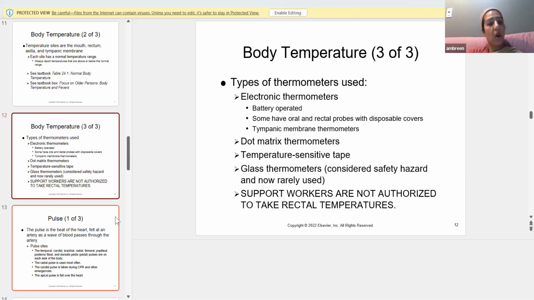Support workers are not authorized to take rectal temperatures. I told you, you guys will never do rectal temperatures. You only do either axillary, oral, or the tympanic one. You're not authorized to do it rectally. Even some nurses are not allowed to do that.